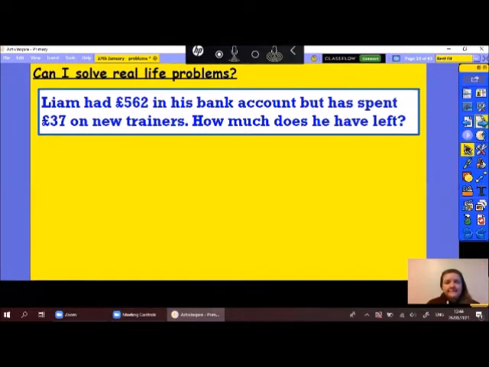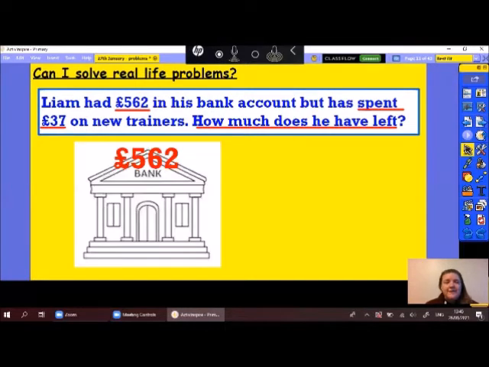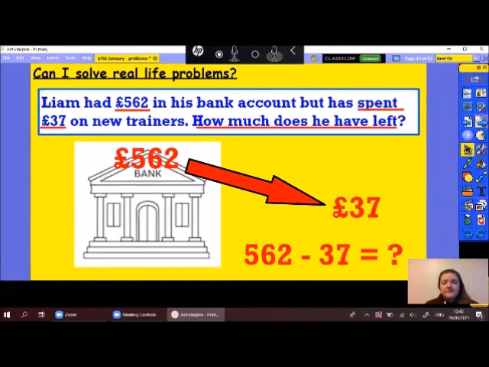Which bits do you think I should underline? Well, this is what I decided. 562 is really important because that's what I'm starting with. I know that he spent £37 and the question's asking me how much does he have left. Have you worked out what operation is needed for this problem? I've done a picture of this to help us. So he started off with £562 in the bank, but £37 has now gone to the shop that he bought the trainers from. So what we need to do is we need to take it away. We need to subtract. So 562 take away 37.